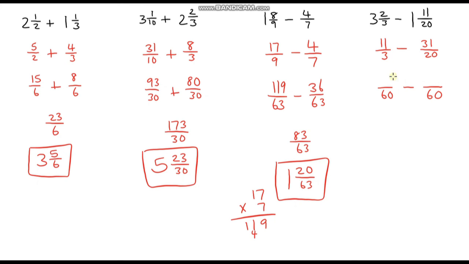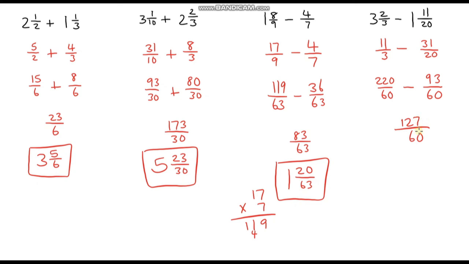And to go from 3 to 60, we times by 20. 11 times 20, or 11 times 2 is 22, so it's going to be 220. And then to go from 20 to 60, we times by 3. 31 times 3 is 93. So now we can just subtract the numerators. 220 minus 93, or 220 minus 90 is 130, but we're taking another 3 away, so that's going to be 127. 127 over 60, I think that's right.